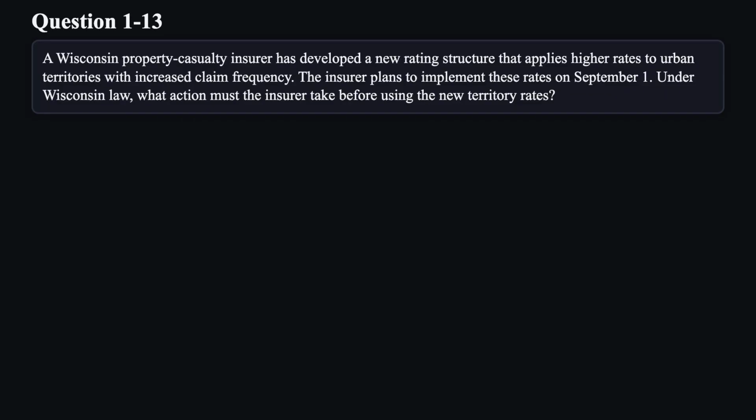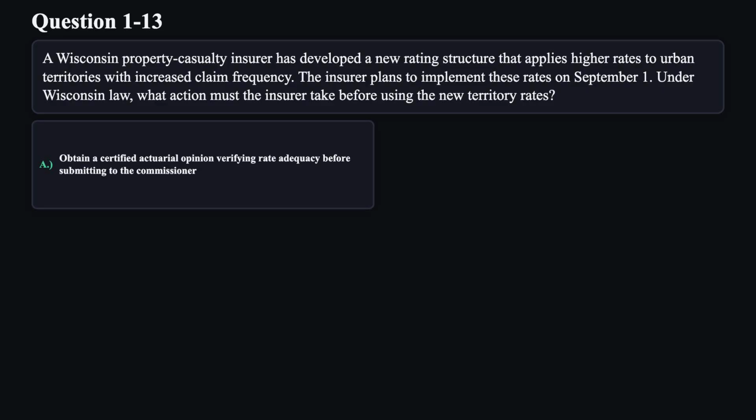Question 13. A Wisconsin property casualty insurer has developed a new rating structure that applies higher rates to urban territories with increased claim frequency. The insurer plans to implement these rates on September 1st. Under Wisconsin law, what action must the insurer take before using the new territory rates?